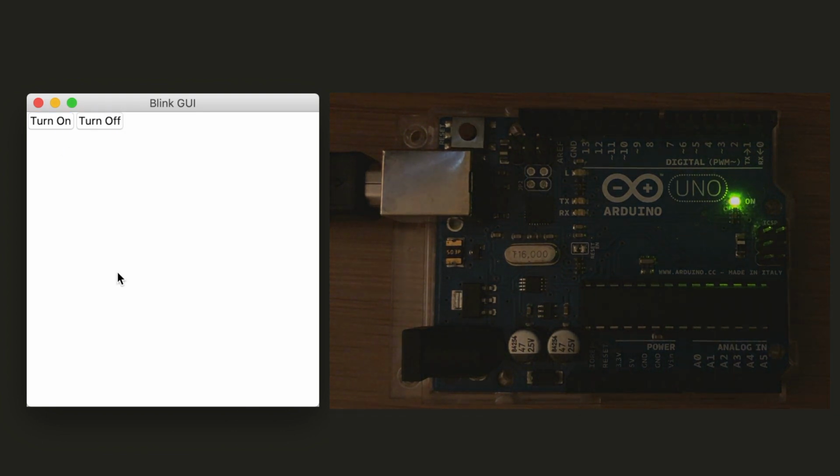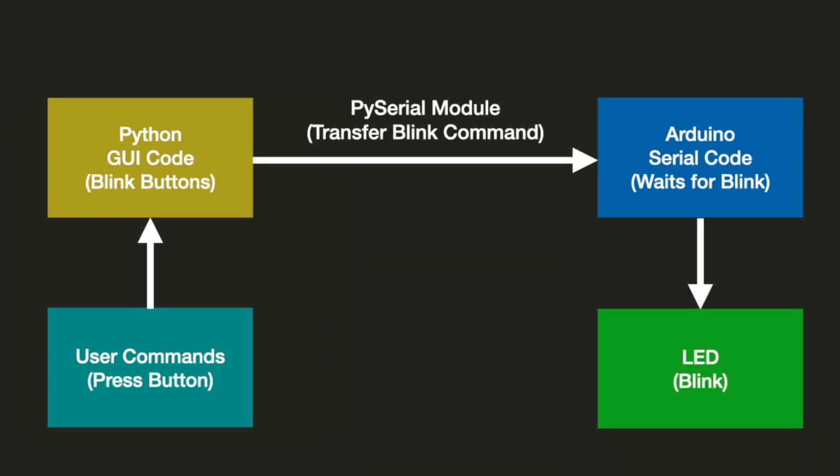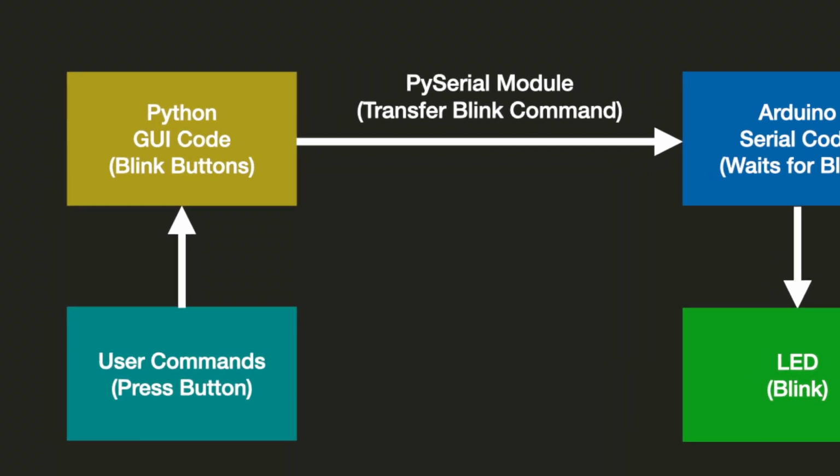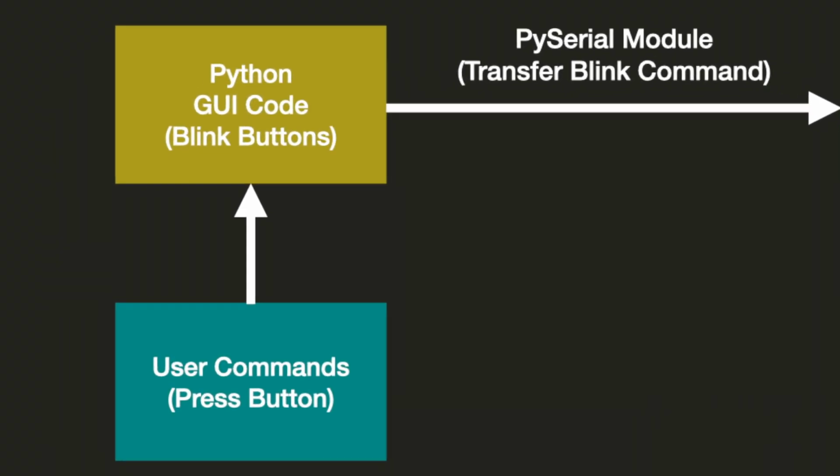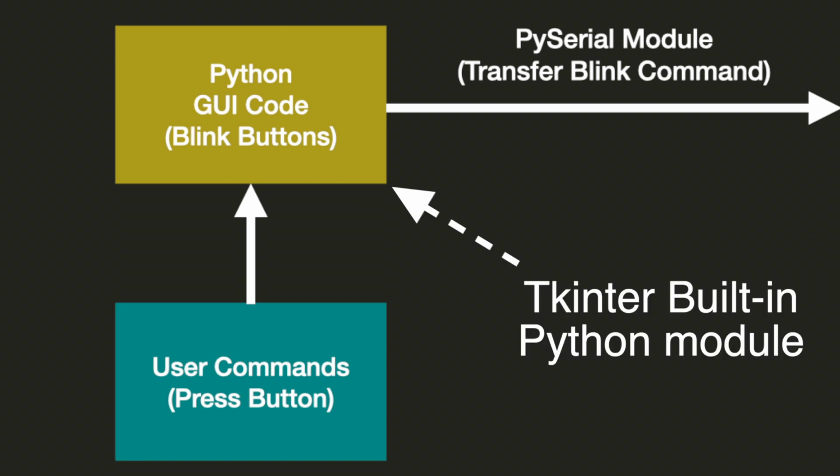work together. Here's a block diagram that helps us understand the data path and how the pieces of code will interact with each other. At the bottom left, we have our user command, which is the user pressing the button. These buttons are located in the Python GUI, which is the gold box at the top left. These contain the blink buttons, and we make the buttons using Tkinter, the built-in Python module.